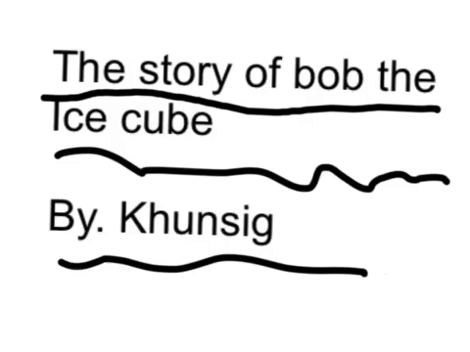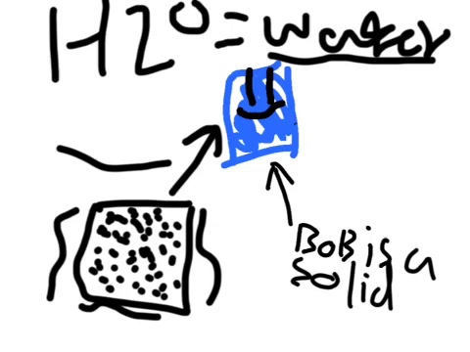So this is a story of Bob the Ice Cube by me, Khunsig. Bob is an ice cube, and I will be showing you how Bob is going to go from a solid to a liquid, from a liquid to a gas, from a gas to a liquid, and from a liquid to a solid, using water, because water does that all the time. So, here we go.